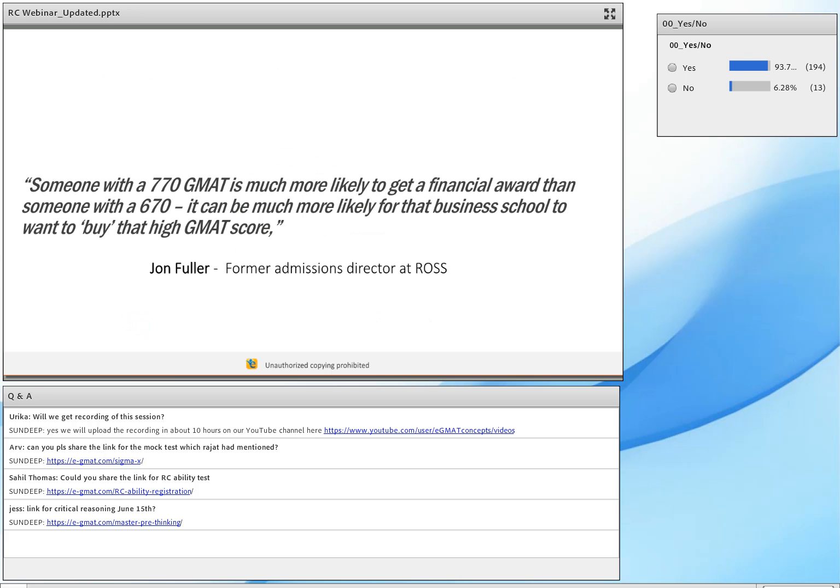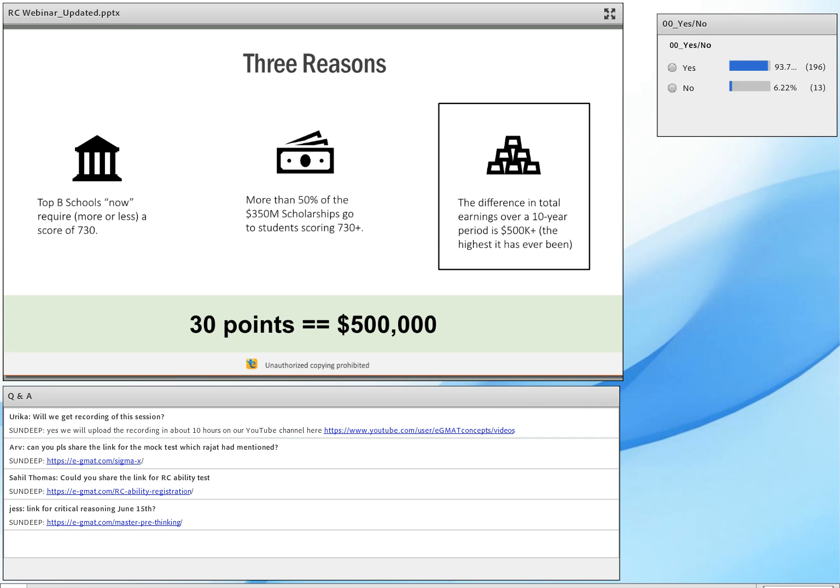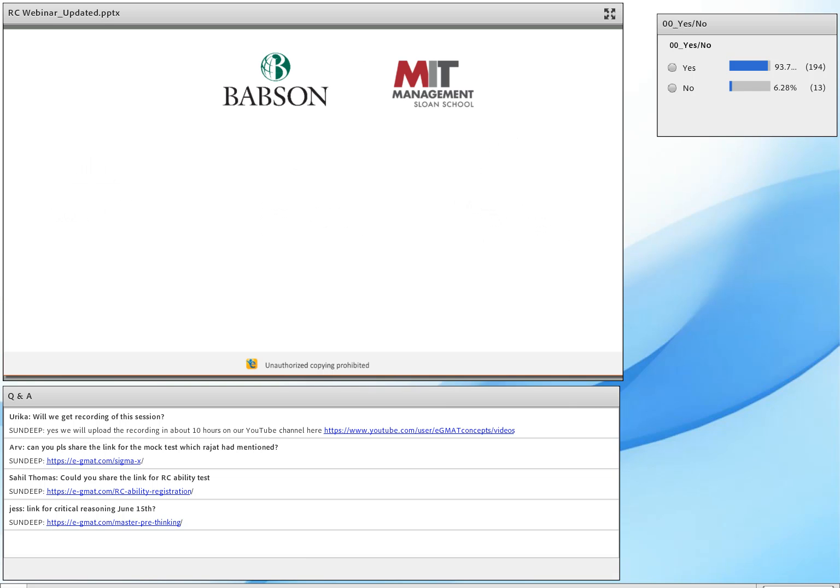And here's a quote by John Fuller, who is a former admissions director at Rush. He says, someone with a 770 is way more likely to get a financial reward, or think of it as scholarships or fellowships. Why? Because the school wants to buy that high GMAT score. The third reason, the difference in total earnings, is probably the most ignored reason overall.